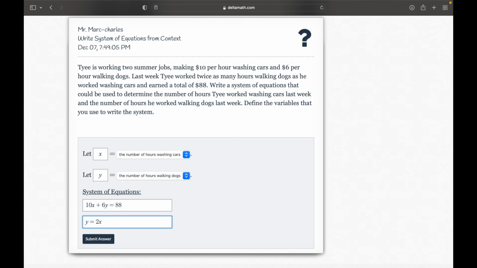Again, asking yourself, what did he do more of? And it says again, Tai worked twice as many hours walking dogs as he did washing cars. So he definitely was walking dogs more. And walking dogs is the variable y. Twice as much. So y equals 2x. Okay?